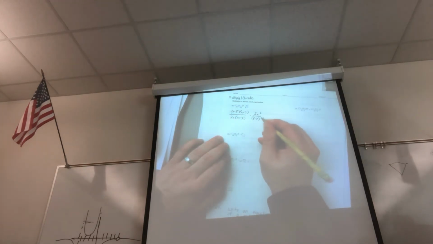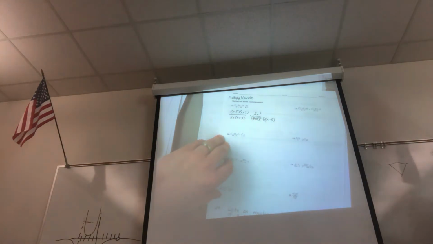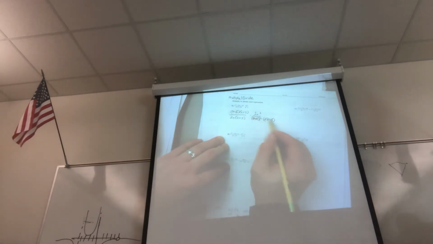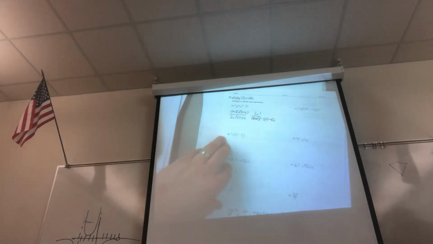I factor out a negative 1 and I change this to x minus 8. It changes the signs when I divide by a negative 1. Now that they match top to bottom, I can eliminate that x minus 8. The x plus 3 matches top to bottom.